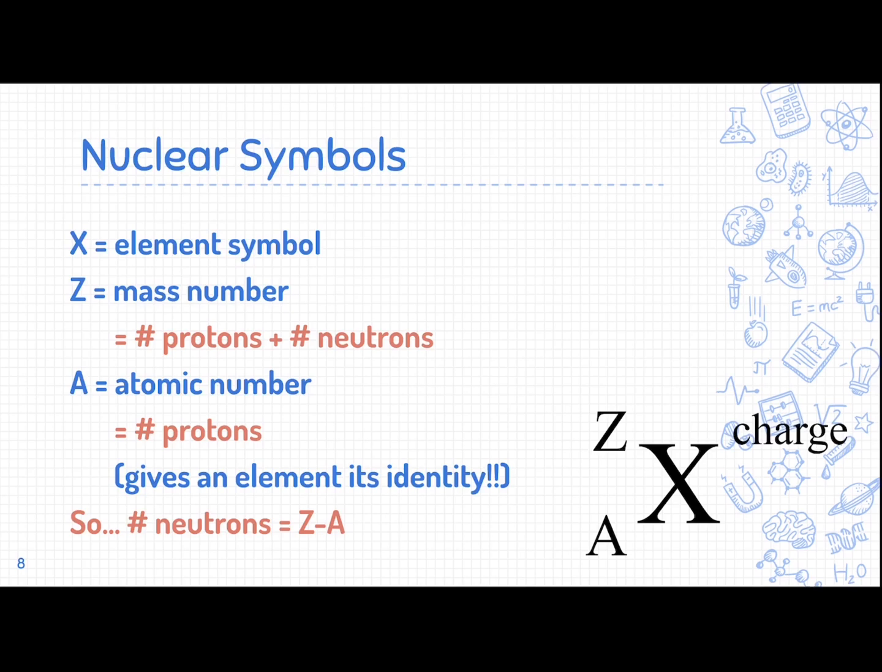Z is the atomic number, which is also equal to the protons. And then obviously the charge can be up there on the right side. Don't forget that the number of protons is what determines what element it is. Okay, we can also say that neutrons is your mass number minus the atomic number.